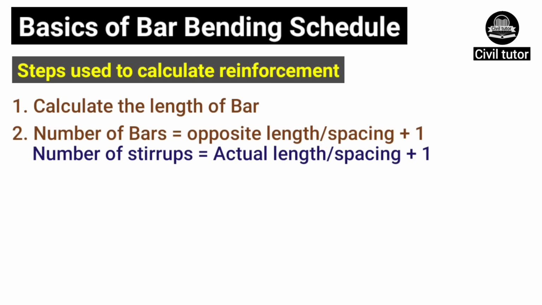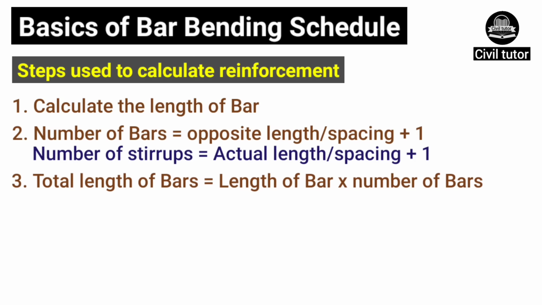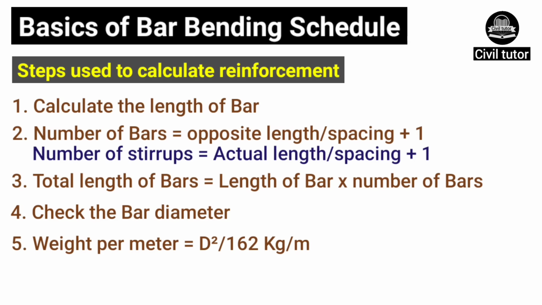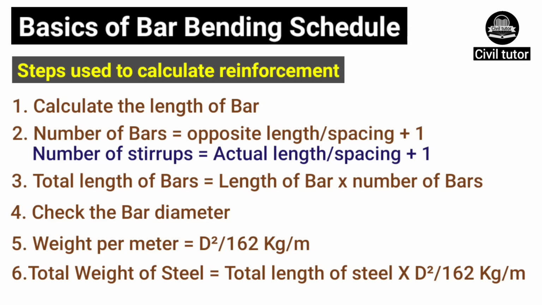The third step is to calculate the total length of bars, which is equal to the length of bar into number of bars. The fourth step is to check the diameter of bar used, and in the fifth step the weight per meter of bar is calculated by using the formula d square upon 162 kg per meter. The last step is to calculate the total weight of bars, which would be equal to the total length of steel calculated into weight per meter. So these are the basic steps to be followed for the calculation of reinforcement for any structural member.